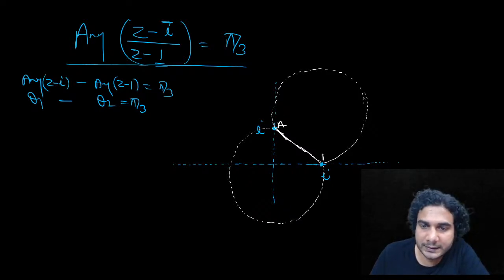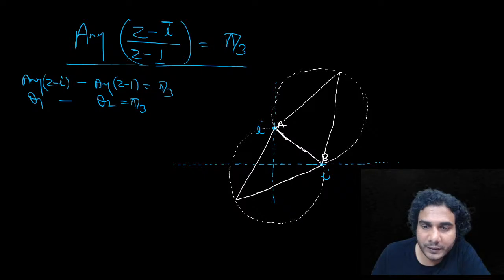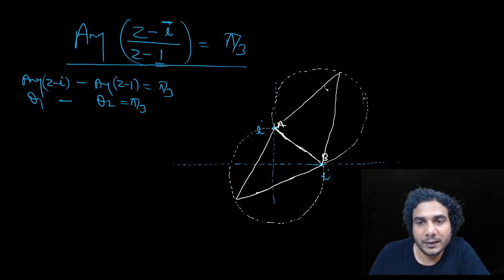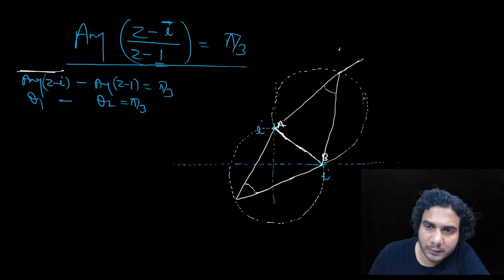So let's name these A and B. AB will subtend an equal angle on these arcs, okay? This angle is pi by 3, as well as this angle is also pi by 3, all right? Now we need to check which one is plus pi by 3. Either this will be plus pi by 3 or this will be plus pi by 3. So that depends on the directions. So first let's check any one. It is easy to check this one generally.